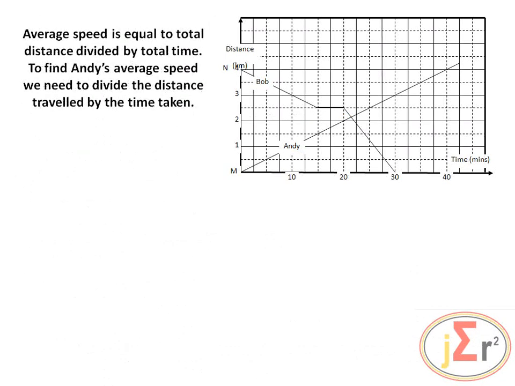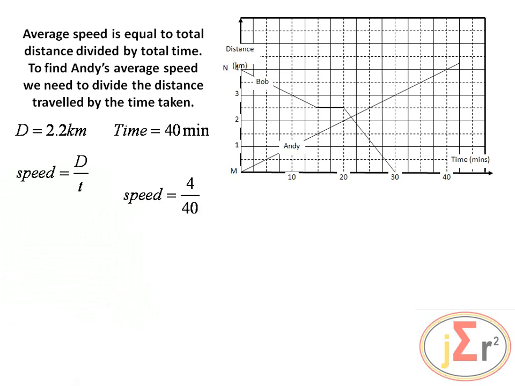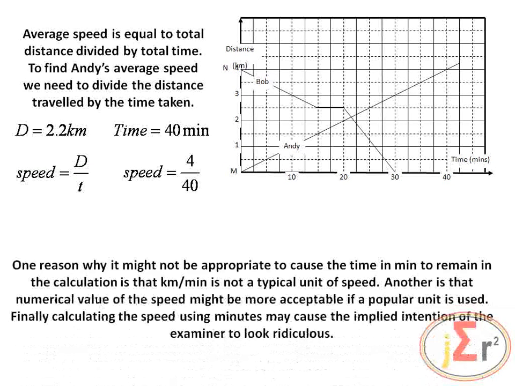Average speed is equal to total distance divided by total time. To find Andy's average speed, we need to divide the distance traveled by the time taken. That is our distance traveled, and that is our time taken. So the speed is equal to distance divided by time. So the speed is equal to 4 kilometers divided by 40 minutes.